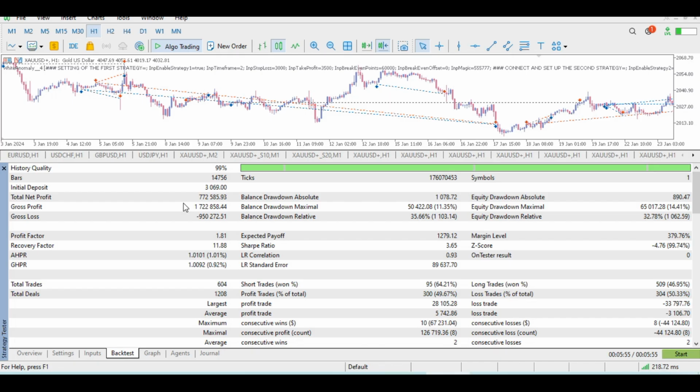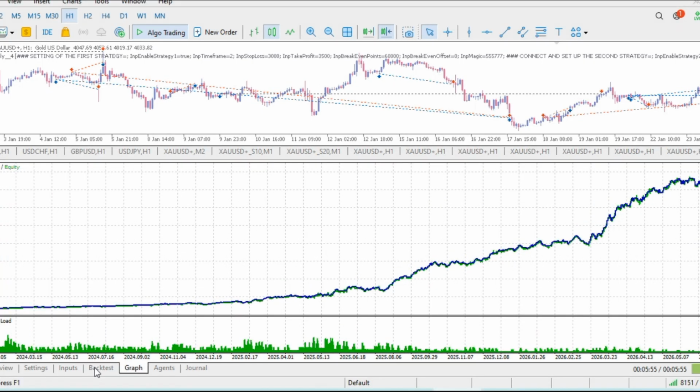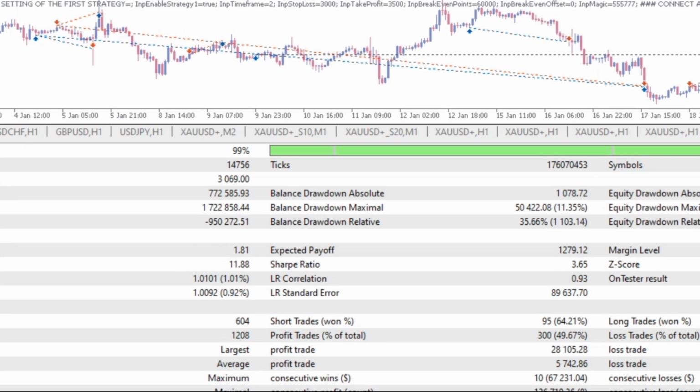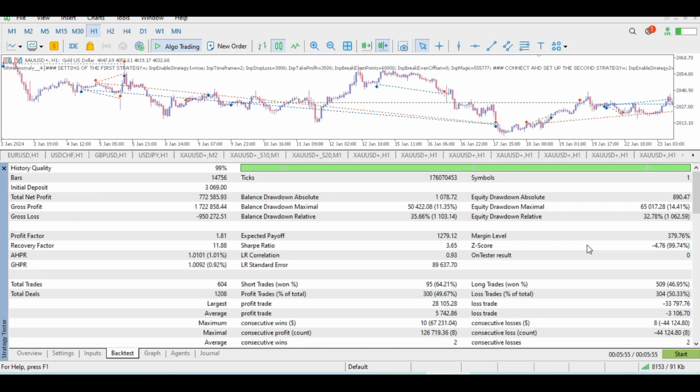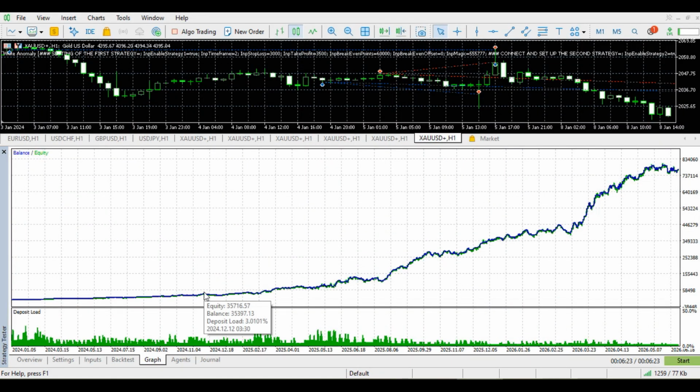So the three-strategy test is complete. Total profit comes out to $772,000. The starting deposit was $3,000. That's 25,000% profit over 2.5 years. To really grasp how significant that is, look at the equity curve. Right around here, profit had already reached 1,000%.